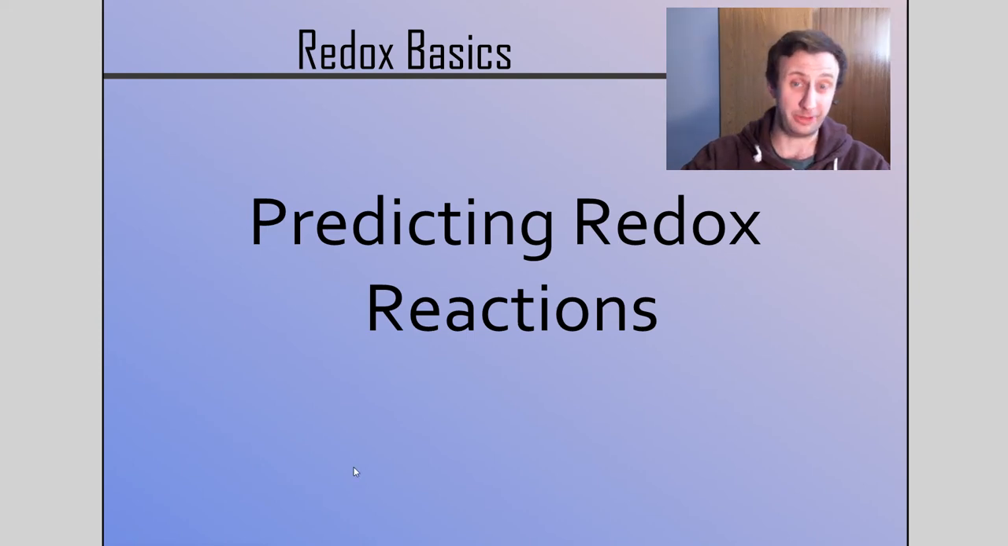Hello, Chemistry 30, and welcome to your lesson on predicting redox reactions. What this is about is figuring out what reaction will take place when I mix stuff together, by using the reduction half reaction table and figuring out if that reaction will actually be spontaneous. So this allows us to predict the reaction's products and whether it will be spontaneous or not.